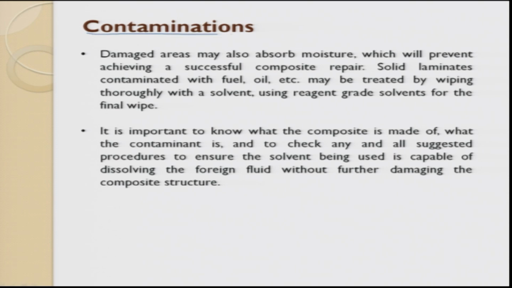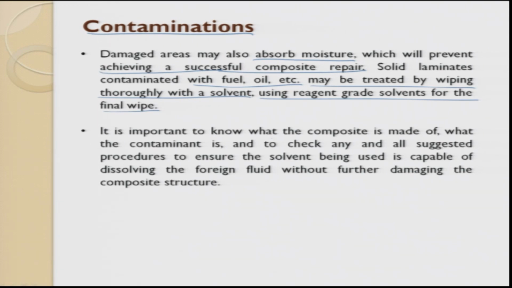So, what are the different contaminants? The damaged area may always absorb moisture, because there are cracks, and the polymer is hygroscopic in nature. So, it absorbs the water molecules, which will prevent achieving a successful composite repair. So, what we do is, first we have to remove all those contaminations. The solid laminate contaminated with fuel, oil, etc. may be treated by wiping with a solvent, using a reagent grade solvent for a final wiping. So, we make sure the absorbed moisture is released out. This is very important.